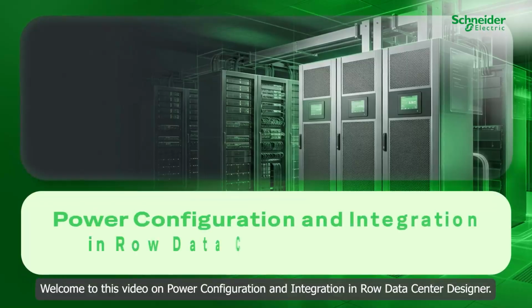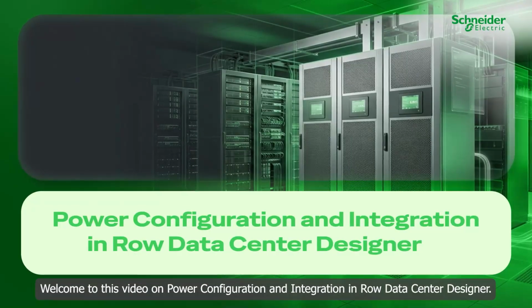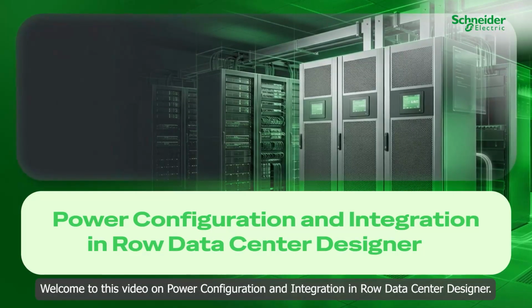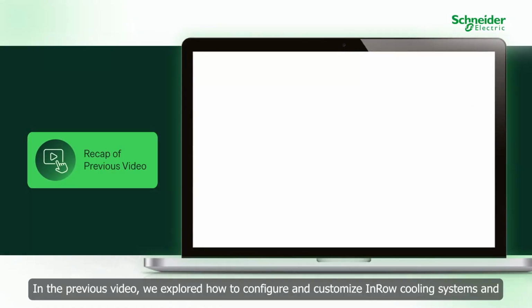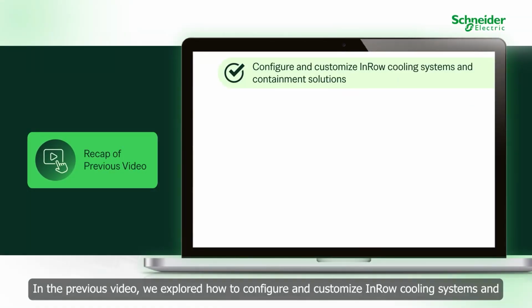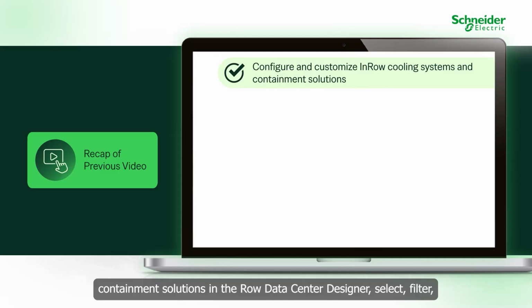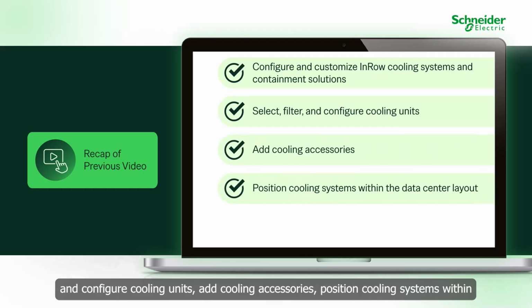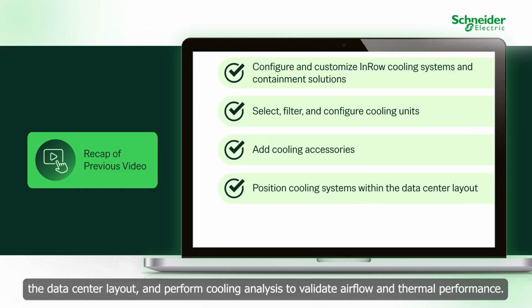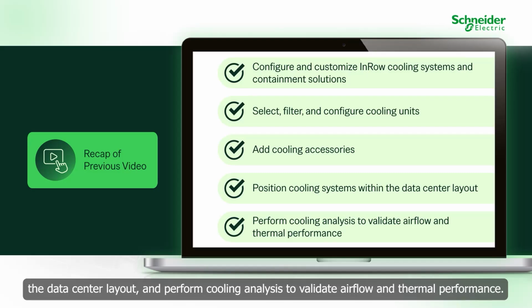Welcome to this video on power configuration and integration in Row Data Center Designer. In the previous video, we explored how to configure and customize in-row cooling systems and containment solutions in the Row Data Center Designer. Select, filter, and configure cooling units, add cooling accessories, position cooling systems within the data center layout, and perform cooling analysis to validate airflow and thermal performance.